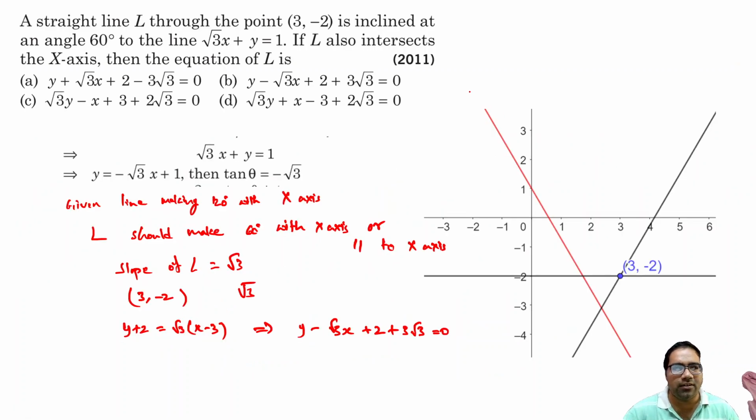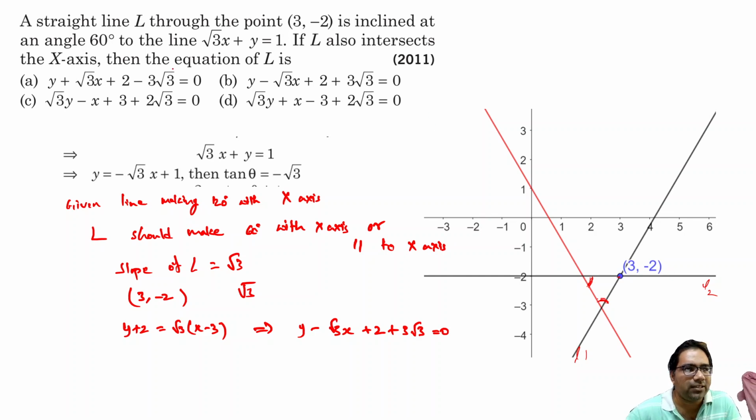It looks like this. The given line root 3x plus y equals 1 is looking like this. Now a line making 60 degrees can be either like this, that is this angle is 60 degrees, or this angle is 60 degrees. We have two options. This is L1 and we have L2 also. L2 is making 60 degrees on this side, and L1 is making 60 degrees on this side. And obviously we can make both lines pass through the point (3, -2).